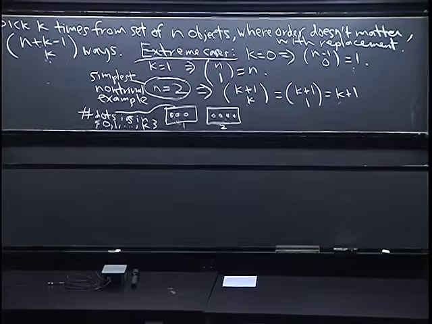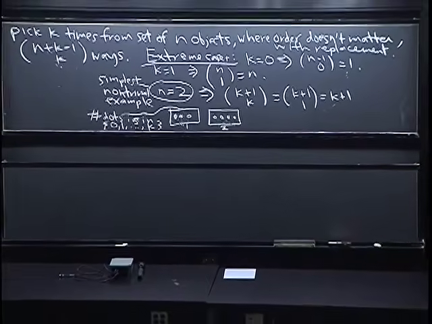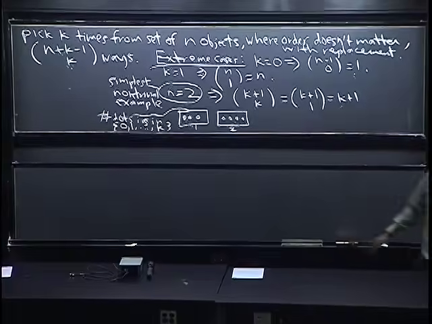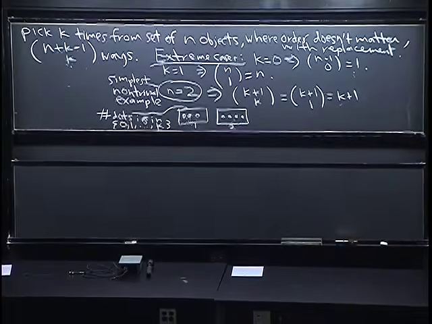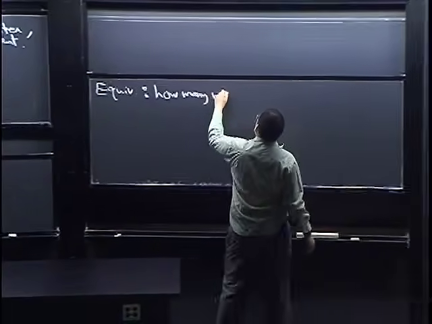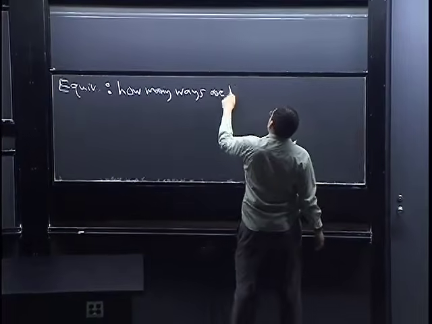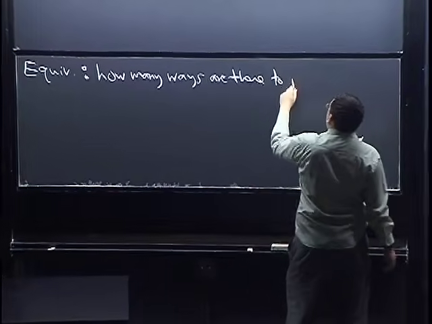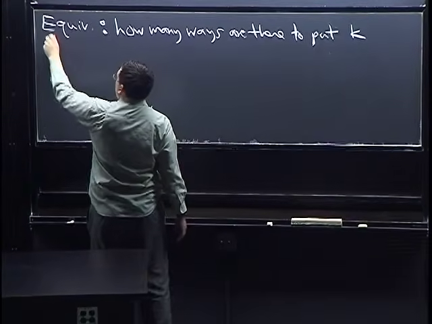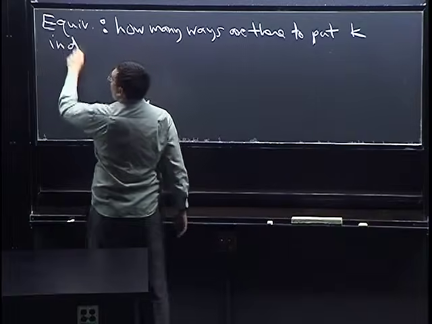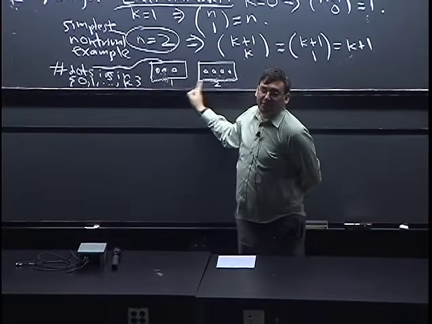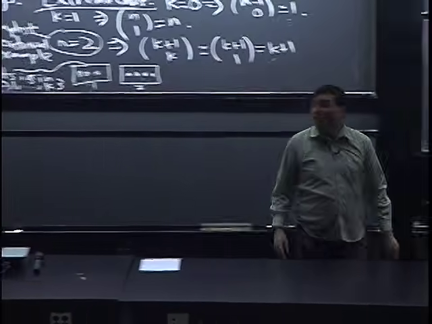So I'll just say this is equivalent, and you can think through for yourself why this is the same thing. This is already giving you a hint as to why this is equivalent, but you should think about why this is true in general. So equivalently, how many ways are there to put k indistinguishable particles into n distinguishable boxes? I'm thinking of these dots as indistinguishable particles. The boxes are distinguishable because this is box 1 and this is box 2.